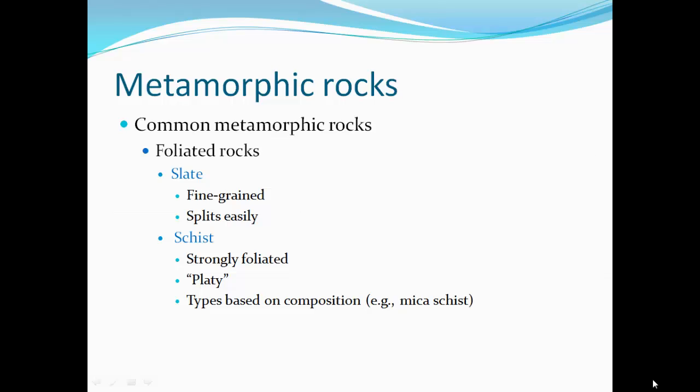Common metamorphic rocks, the foliated ones, will have slate, which is fine-grained and splits easily. Schist is strongly foliated and platy, as the mica grains, the biotite and muscovite, will get bigger and be very shiny. We name them based on the composition. So if there's a lot of mica, we'll call it a mica schist.